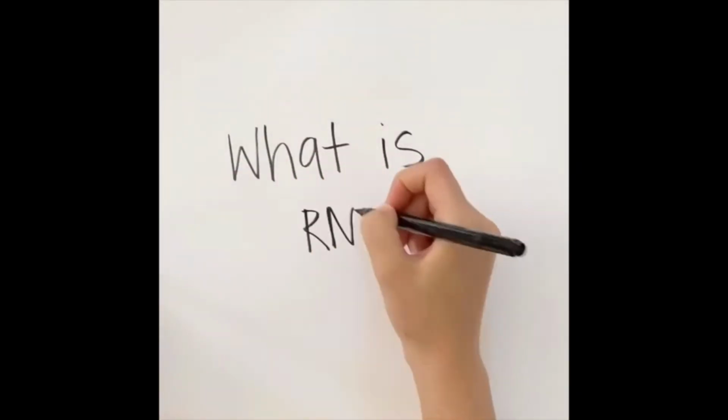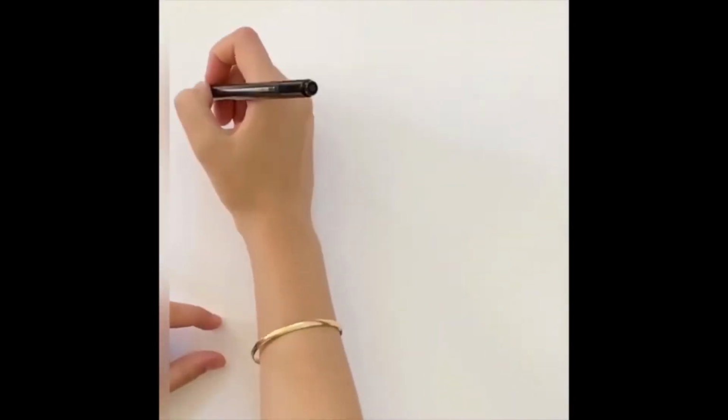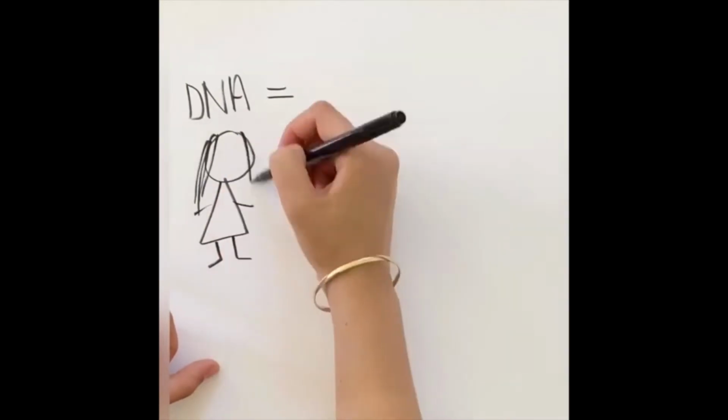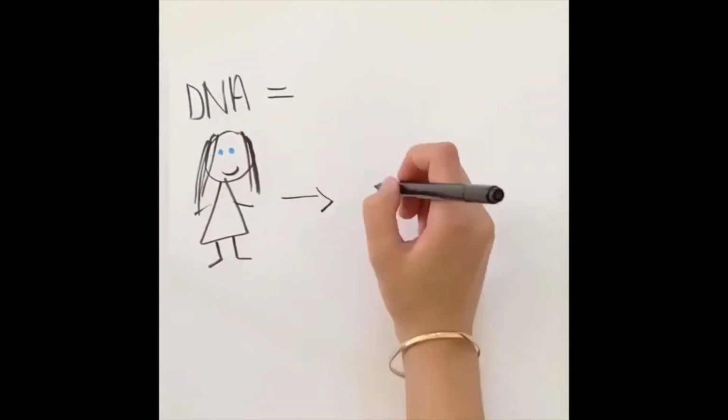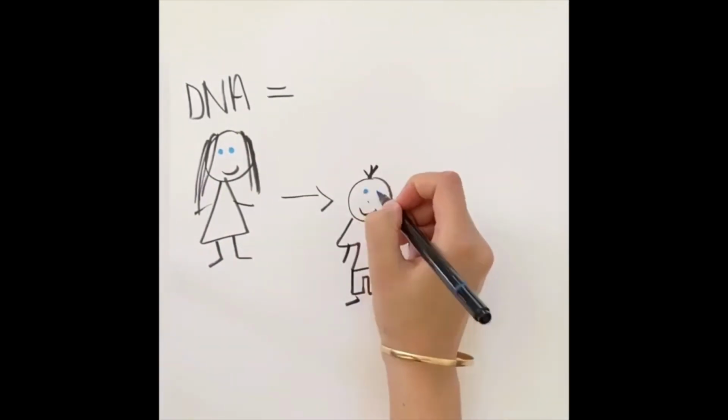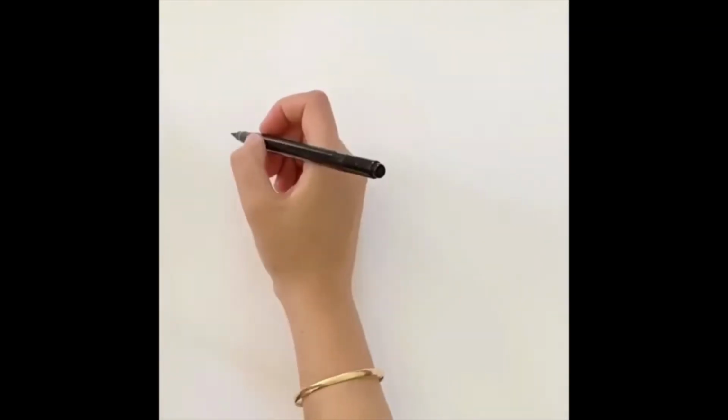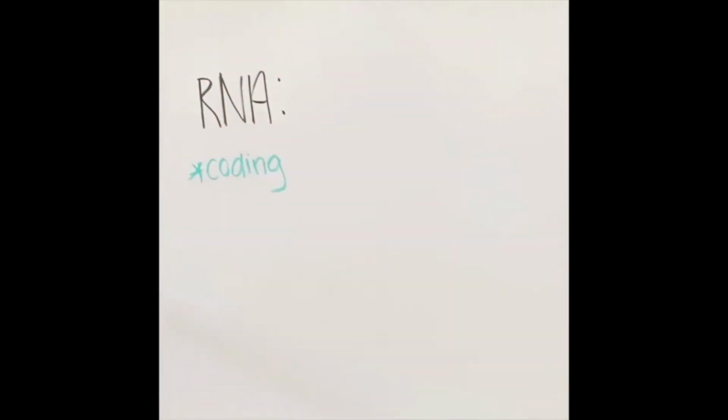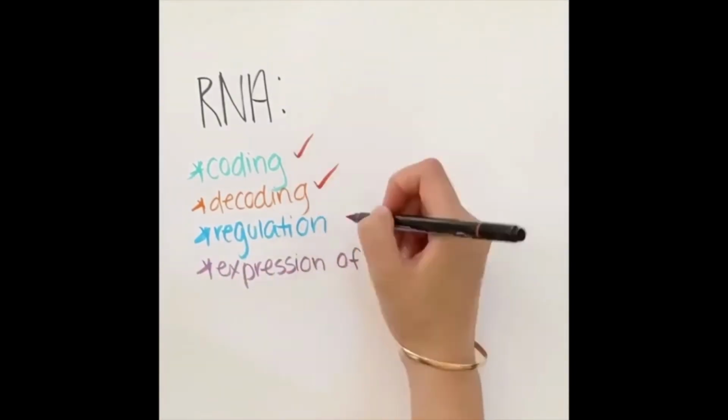What is RNA? There's often a misconception that DNA is responsible for all the work when it comes to the inheritance of genetic traits. However, it wouldn't be possible for genetic information to be transferred without the work of RNA. RNA, or ribonucleic acid, is a nucleotide that is essential for roles of coding, decoding, regulation, and expression of genes.